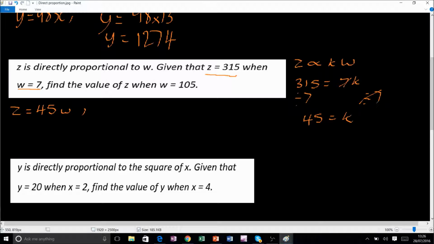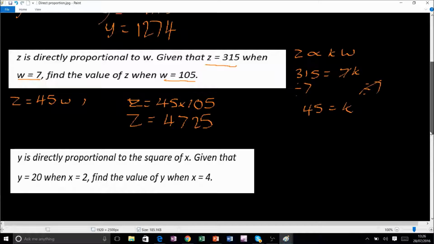Okay, now it says find the value of Z when W is equal to 105. So we're going to do Z is equal to 45 times our W, which is 105, so times 105, and let's see what we're going to get. 45 times 105 is going to give us 4,725.